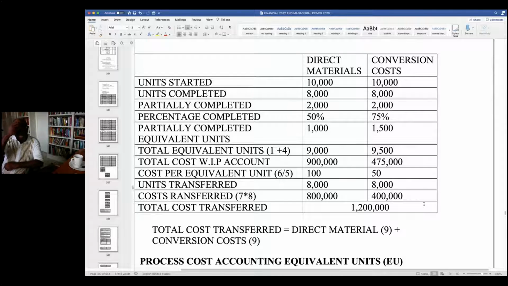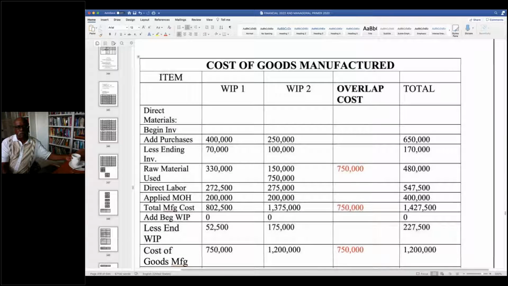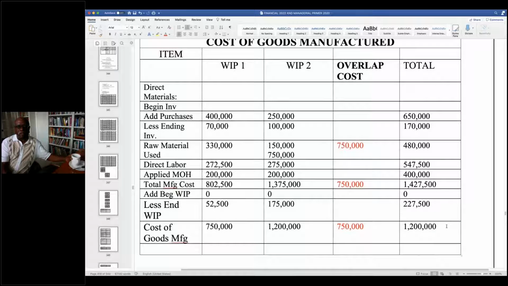Okay, at the end of the day, $1,200,000 is the cost of goods manufactured. Okay, $1,200,000 is the cost of goods manufactured. So when we get to our cost of goods manufactured, we got to have $1.2 million here. Okay. So that's the bottom line. We must have $1,200,000 here.